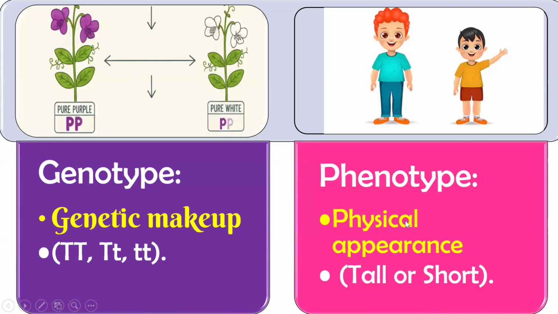What about the phenotype? Physical appearance. Here, tall or short, right? So what we see, that is the phenotype. And the genetic makeup is the genotype. So why did it appear tall? Because of the gene, and that is the genotype. And what it appears when we look, that is the phenotype or the physical appearance.